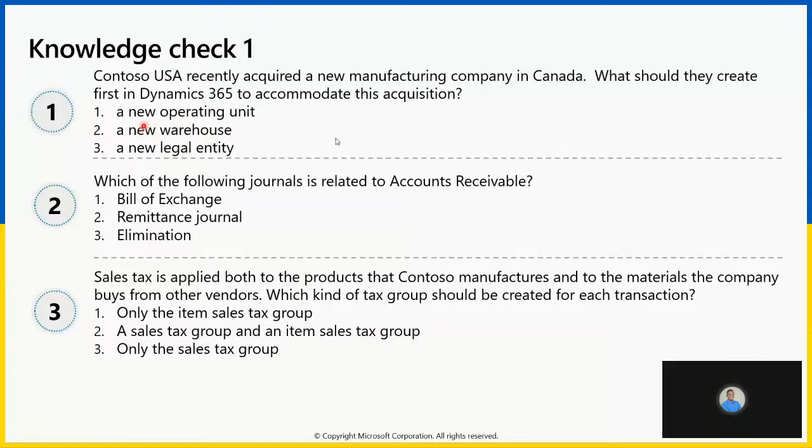Okay. So I think you pick the same as me, which is number three. So the answer is number three. Now, which of the following journal is related to accounts receivable? So we have bill of exchange, remittance journal, elimination.